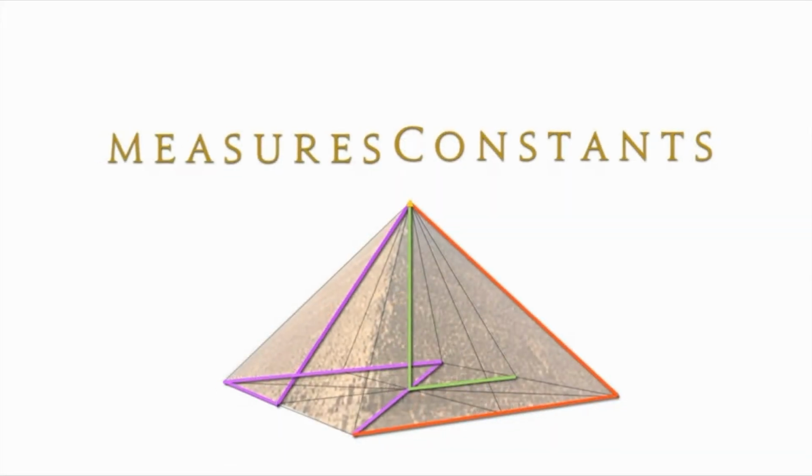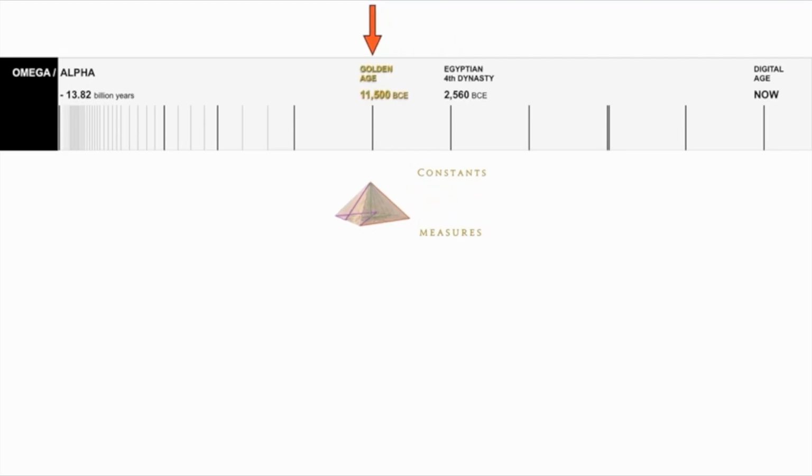Let's put this into perspective on a timeline from the beginning of creation all the way up to the present day. Not to scale, of course, but you get the idea. Here's where Orthodox Egyptology states that the pyramid was built, 4th dynasty, and here's where some of us believe is more realistic, around 13,500 years ago.